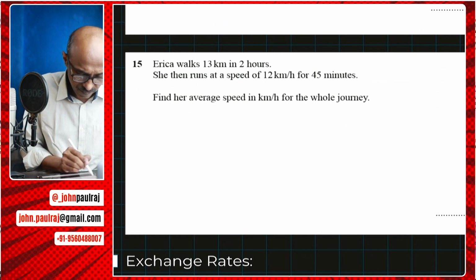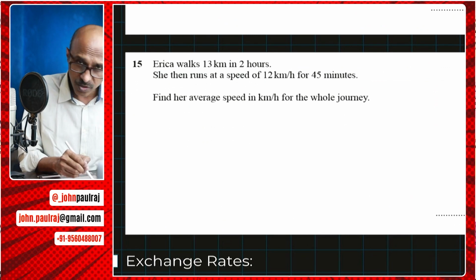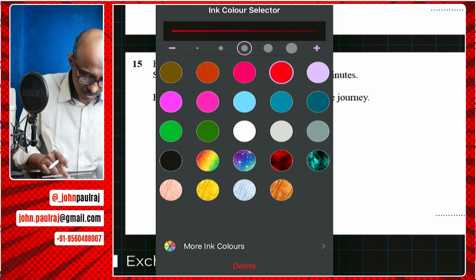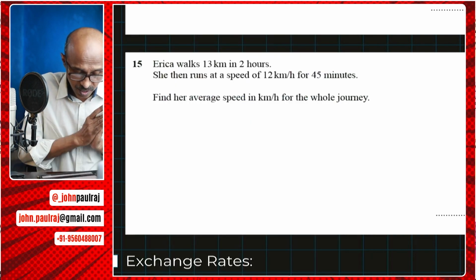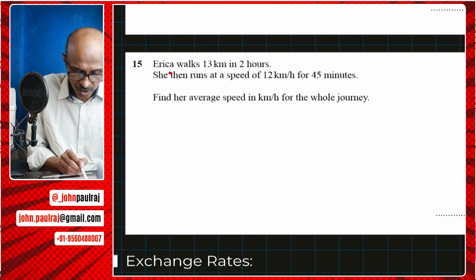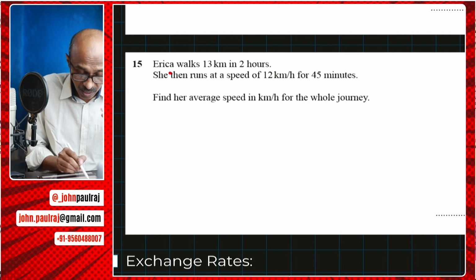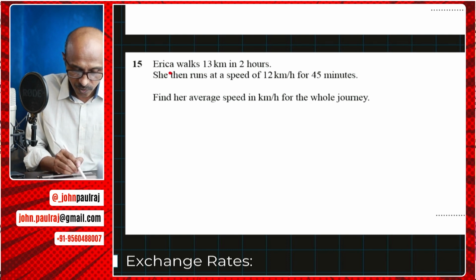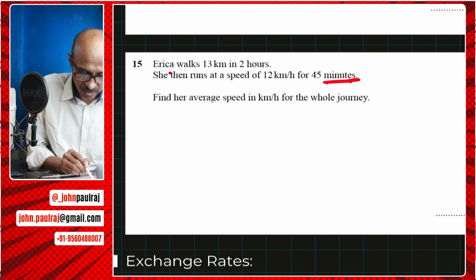This one is another on average speed. This also came, I think, twice. This kind of question has been coming in these last few years, 3-4 years that I've analyzed, where they've given two different kinds of speeds. Okay, so Erica walks 13 kilometers in 2 hours, and then she runs at a speed of 12 kilometers per hour for 45 minutes. So a fair bit of conversion to take place there.